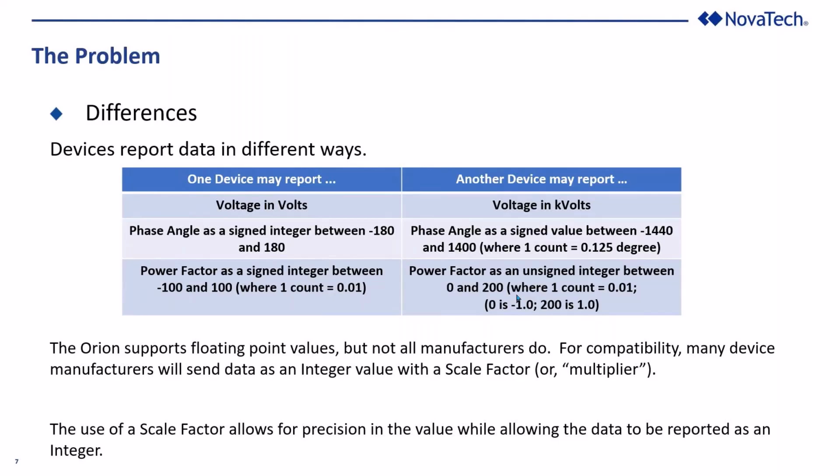But really, there are all sorts of examples. That power factor is kind of a special case. But the Orion does support floating point values. But one thing we have to note is that not all manufacturers do support that in their protocols.